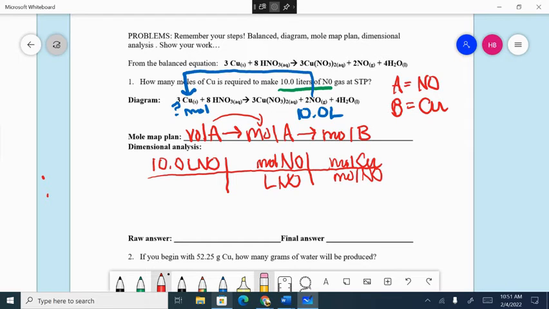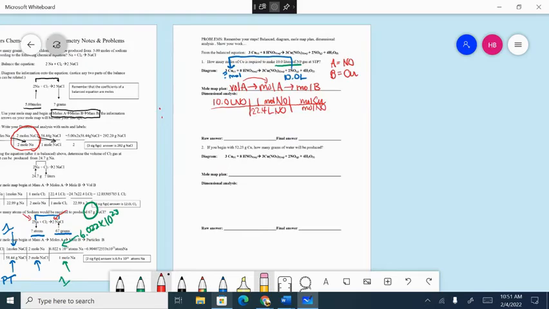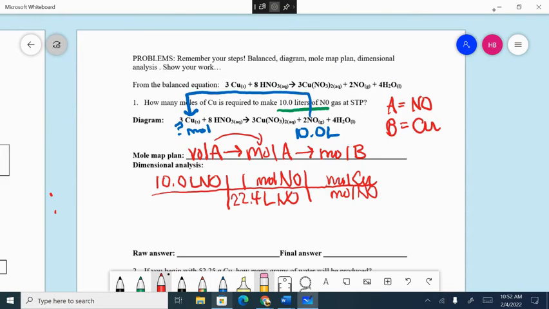Now let's figure out our numbers. The conversion factor for liters to moles, every time liters gets a 22.4 and moles gets a 1. Now these numbers from moles to moles are the balanced chemical equation coefficients. NO gets a 2, Cu gets a 3. So in your calculator, you'll multiply across the top and divide by the bottom.